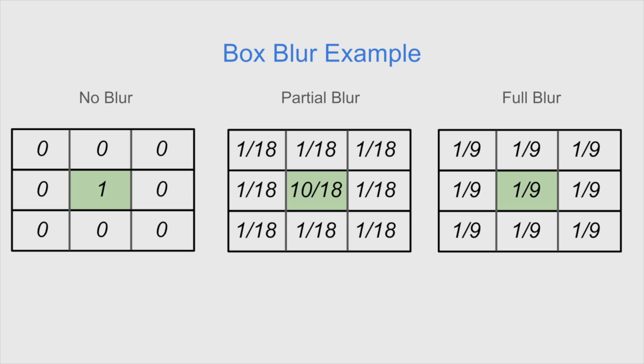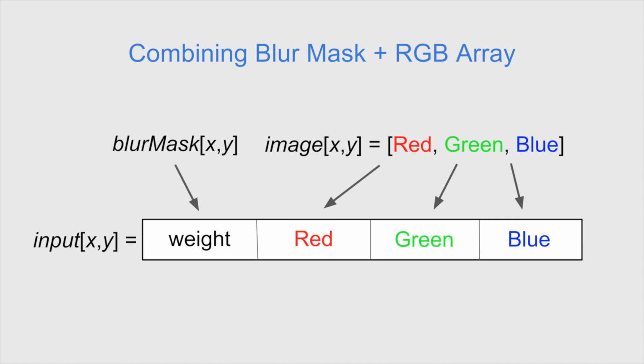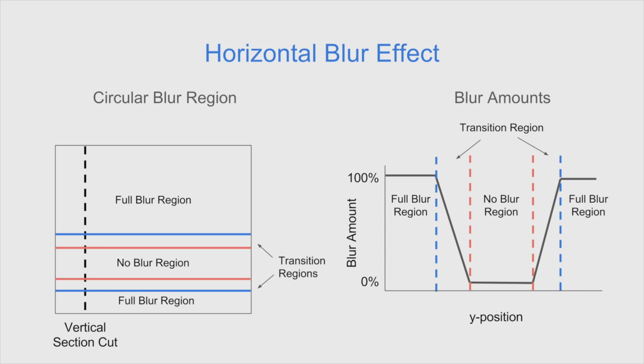However, to achieve the tilt shift effect, it is not enough to just apply a consistent box blur on the input image. We need to be able to control where the blur effect is applied and its intensity across the image. To do this, we built a blur mask that stored the blur amount for each pixel and combined it with the RGB array into a matrix of vectors. We allow the user to choose between a horizontal tilt shift and a circular tilt shift.